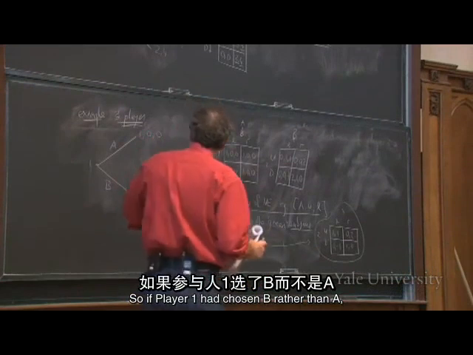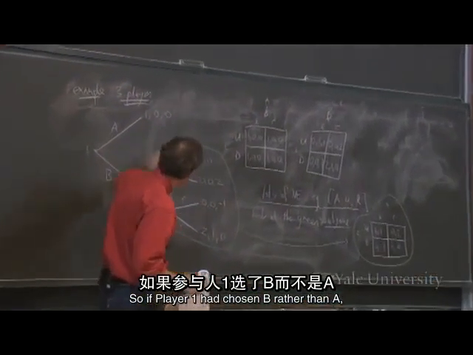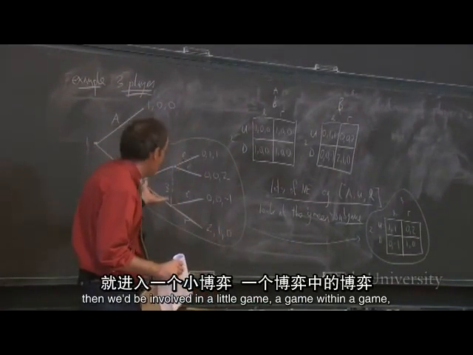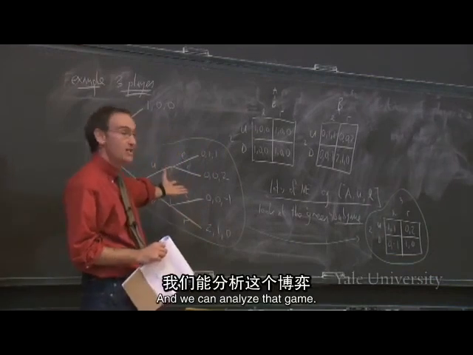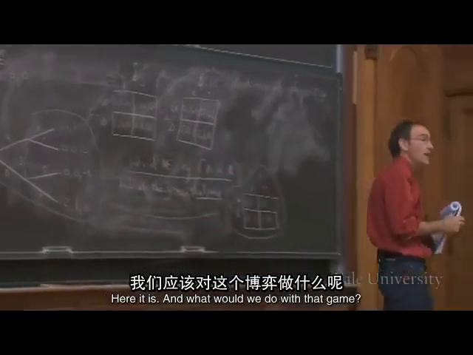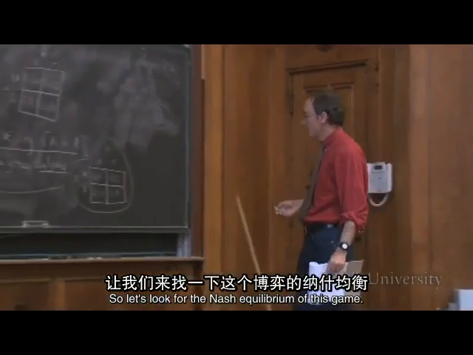All right. So if player 1 had chosen B rather than A, then we'd be involved in a little game, a game within a game, or a sub-game involving just players 2 and 3, and we can analyze that game. That's a straightforward game. Here it is. And what would we do with that game? We'd look for the Nash equilibrium in that game. So let's look for the Nash equilibrium of this game.